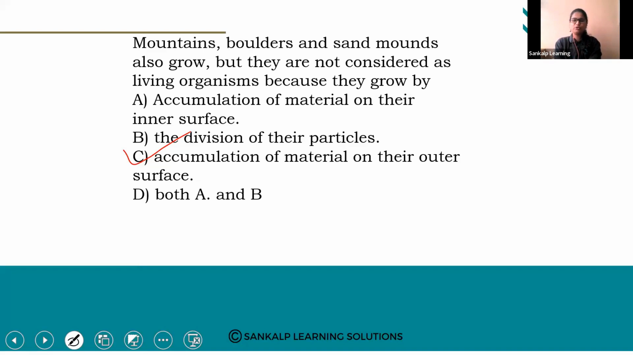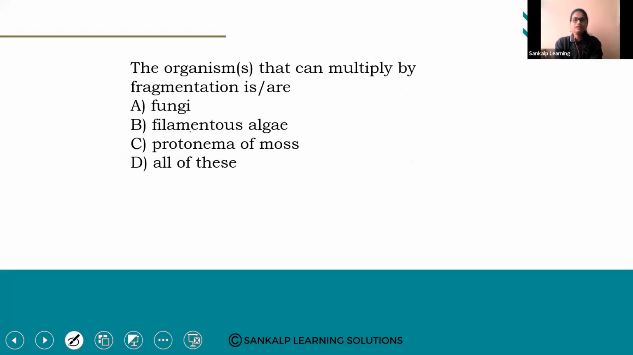Okay, yes, YouTube students. The organisms that can multiply by fragmentation. Fragmentation is a type of asexual reproduction, right? So the organism which can multiply by fragmentation is: option A, fungi, option B, filamentous algae, option C, protonema of moss, option D, all of these. What is your answer?